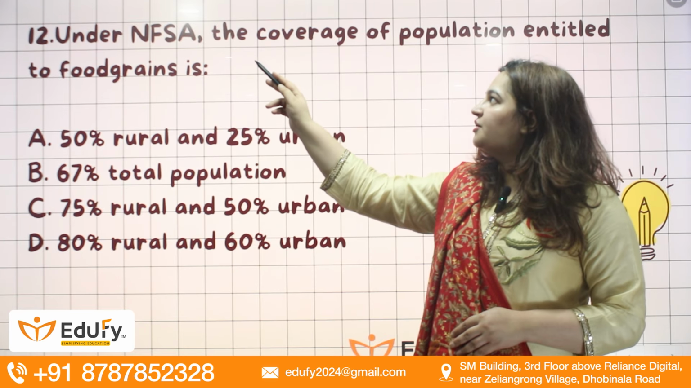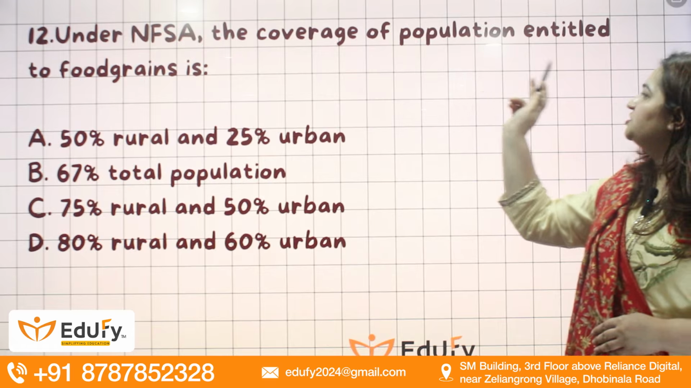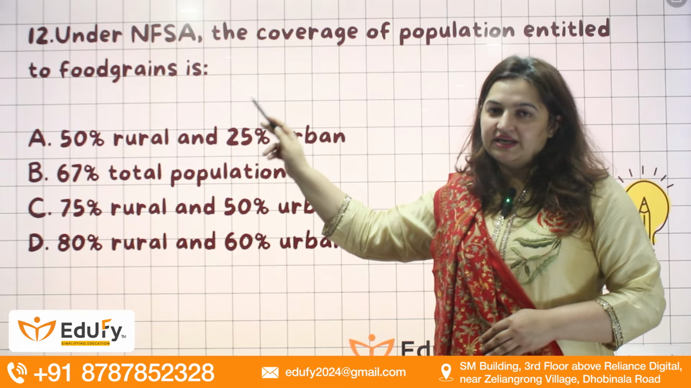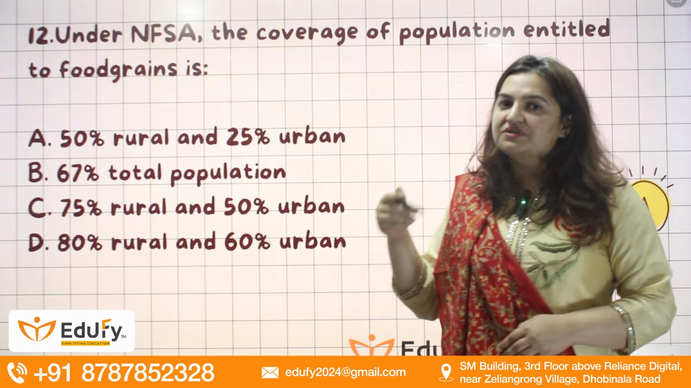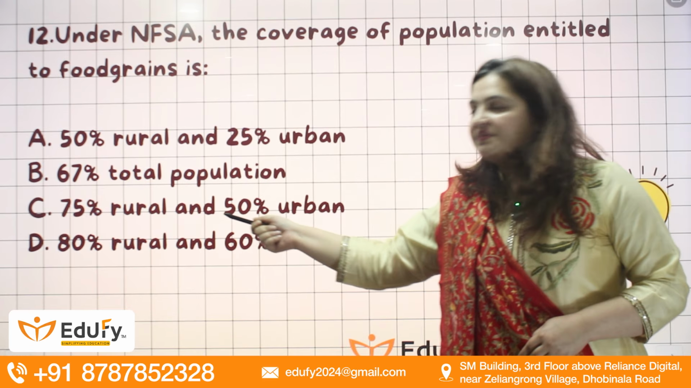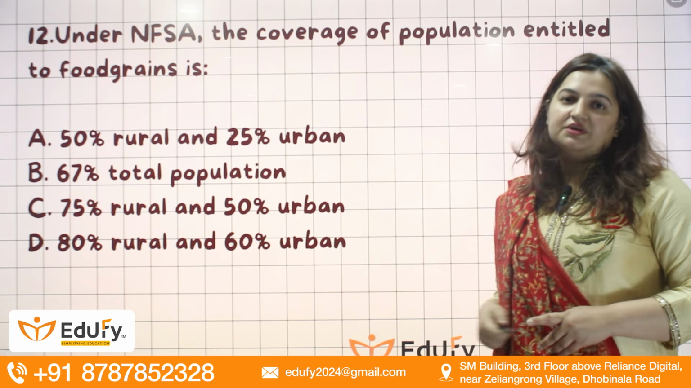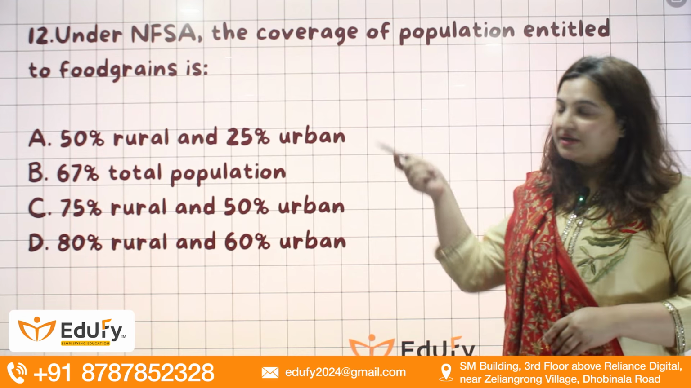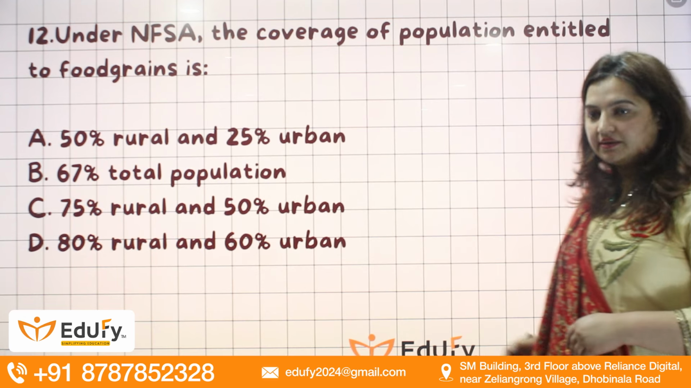Under National Food Security Act, the coverage of population entitled to food grains, that is the 2013 Act, which gives food grains, the population covered is 75% of the rural population and 50% of the urban population, which comes under the domain of the NFSA Act 2013.